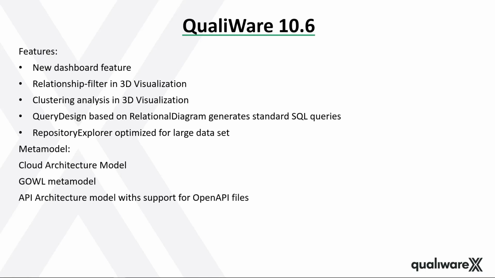Last thing, the Repository Explorer, where it says here optimized for large data set. That is actually already implemented in 10.5, so it could be a different thing here. But what I want to say is that those of you who are familiar with the QualiWare Repository Explorer know that you can browse your objects and relationships in the tree structure. In the web, you only have the folders and the templates, so as soon as you get objects, they are in the center list view part of the Repository Explorer.